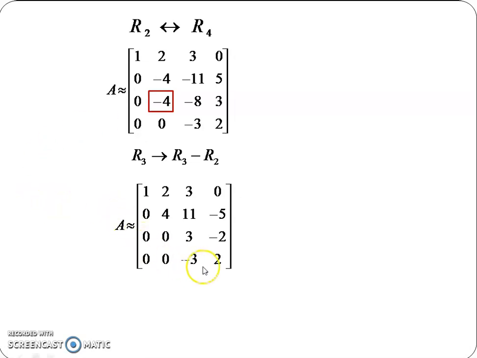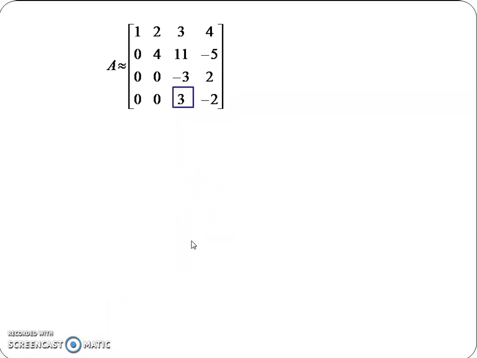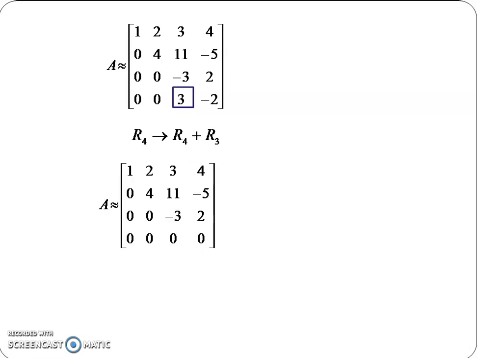Now the last operation that we have to perform for this minus 3, with the help of row R3. So we'll perform the operation that R4 changes to R4 plus R3, and we'll get the entries all 0 in the 4th row. Now the bottommost row is a 0 row.